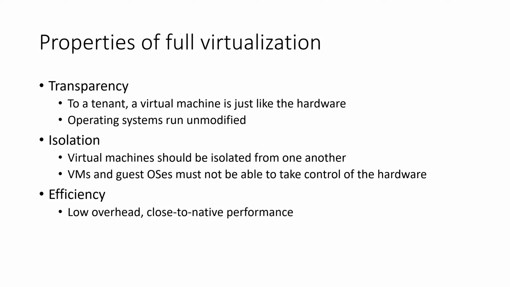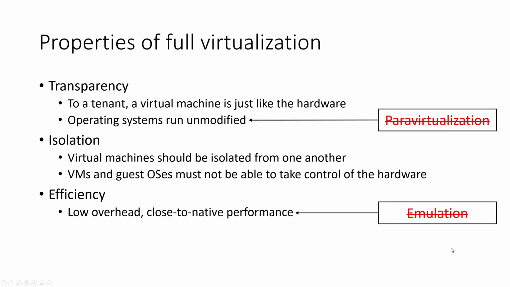For example, if a virtual machine uses a lot of resources, the other virtual machines should not get slower. And isolation also means that a virtual machine cannot take control of the hardware, so they cannot read memory that is used by other virtual machines, and they cannot, for example, encrypt the hard drive so that the server can't run any other tasks. And finally, full virtualization provides very high efficiency. So it virtualizes resources with low overhead and close to native performance.